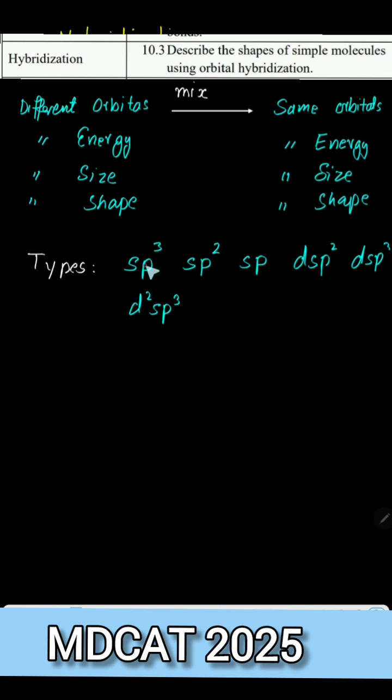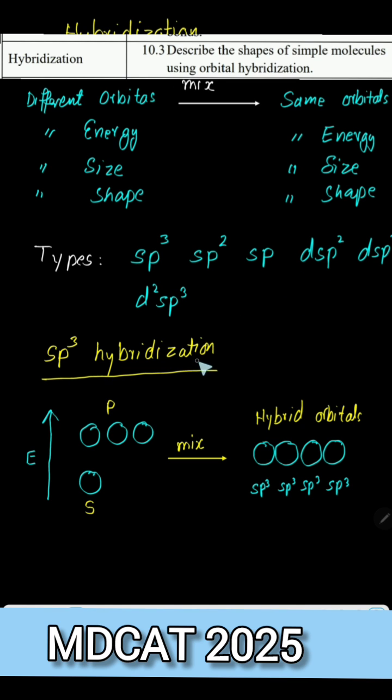Types of hybridization: sp3, sp2, sp, dsp2, dsp3, and d2sp3 are various modes of hybridization in which s and p orbitals mix together, or d, s, and p orbitals mix together. First type, sp3 hybridization, in which one s orbital, of low energy, and three p orbitals, of high energy, mix together to produce four new orbitals.